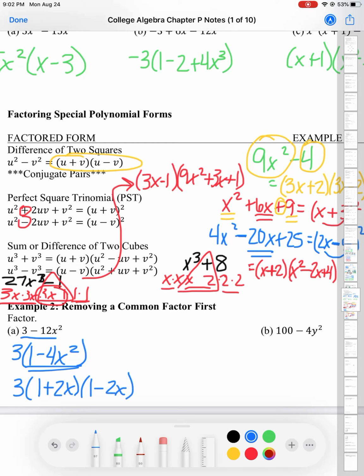And remember, multiplication is commutative. So if you would have put 1 minus 2x and then 1 plus 2x, in a different order than mine were, that's totally fine as well.